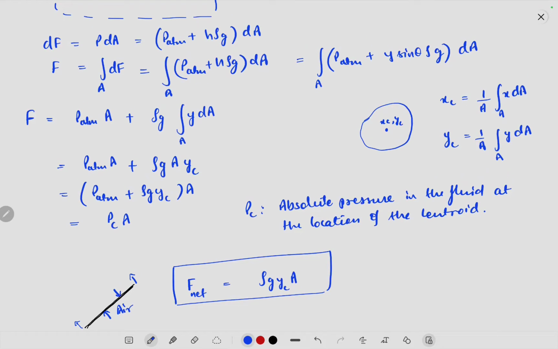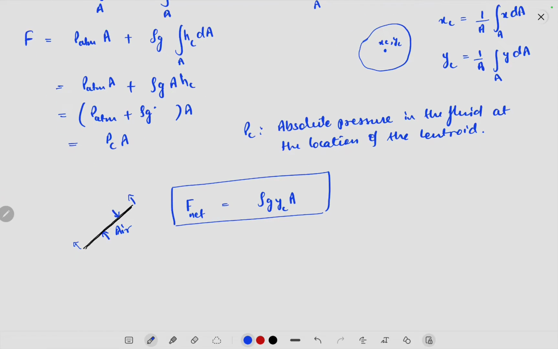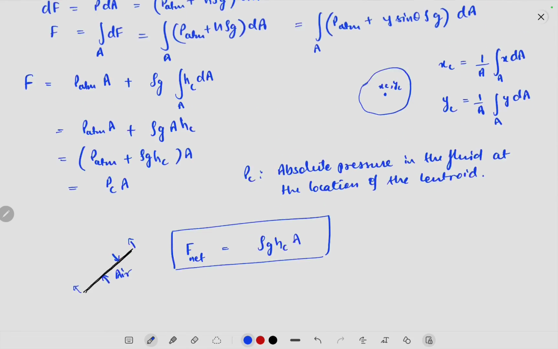Actually there is a correction: this y sin theta is actually hc, right? I've made a mistake everywhere, so this would be rho g times hc times A. So what is this hc?